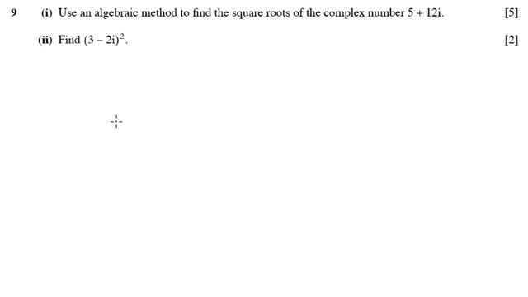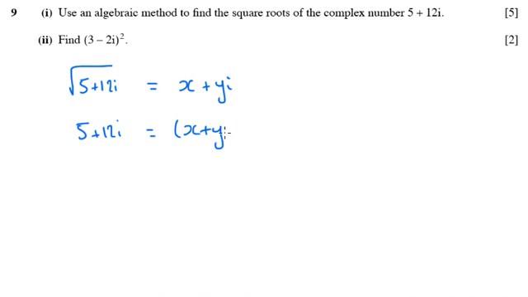Okay, 9 part 1 wants us to find the square root of 5 plus 12i, which is going to be some sort of complex number. So if we square both sides, we get x plus yi all squared.